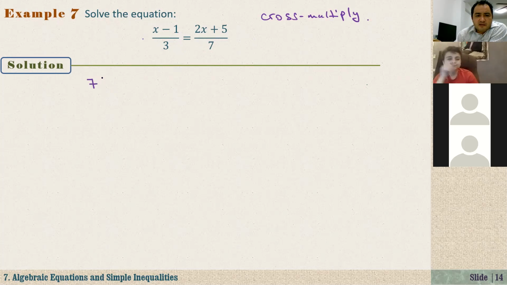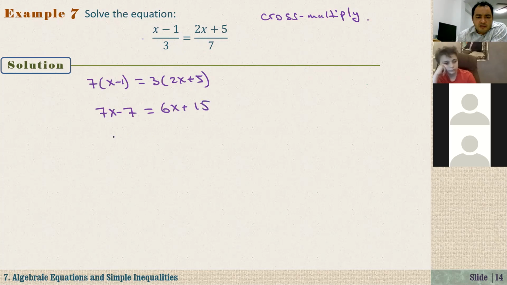So that is 7 times (x minus 1) equals 3 times (2x plus 5). Now we have to expand both sides. On the left, we have 7x minus 7. On the right, we have 6x plus 15. So here we have 7x. Here we have unknown 6x.